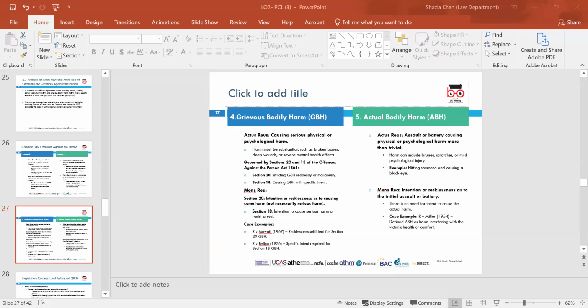Mens rea for ABH is intention to, or being reckless as to, the initial assault. The case example is R v Miller 1954, which defined ABH as harm interfering with the victim's health or comfort.